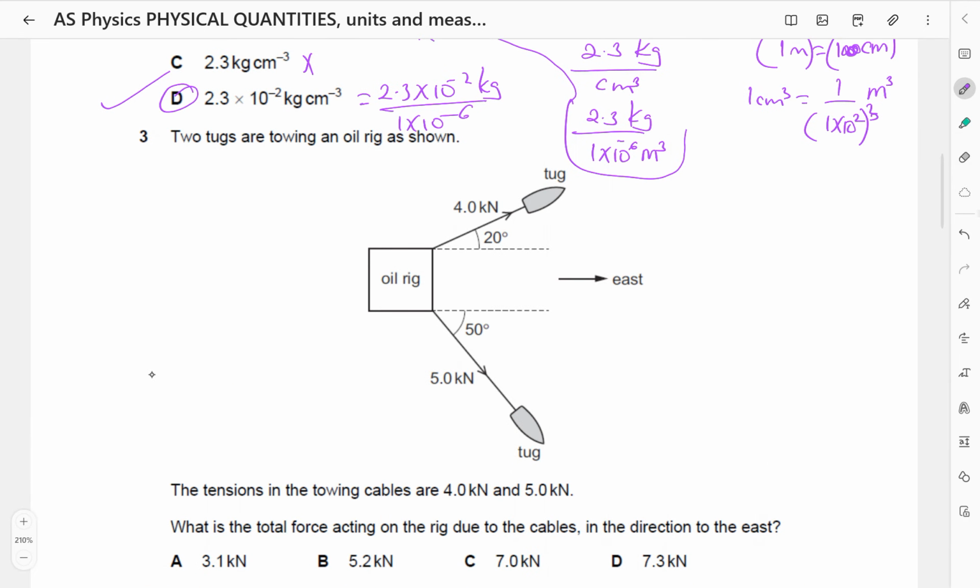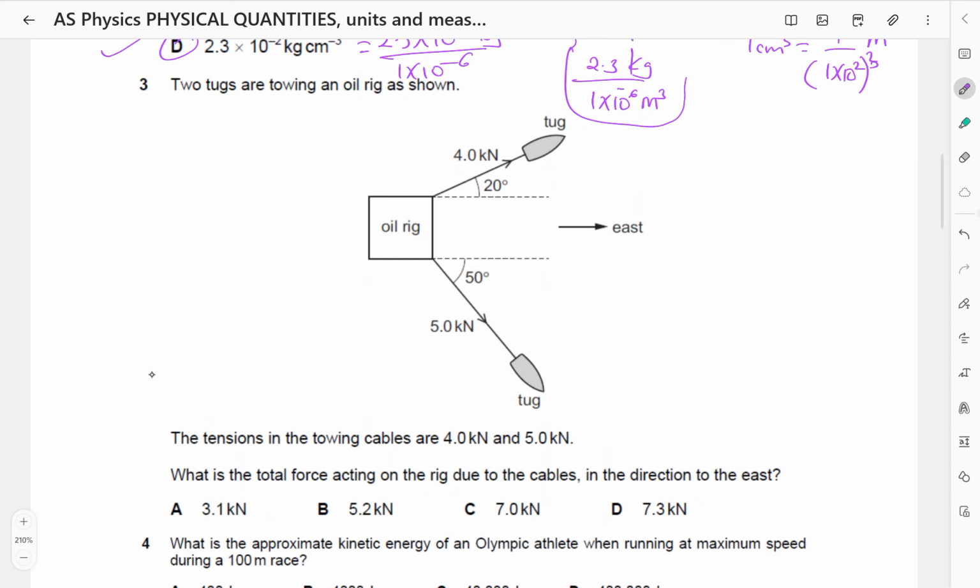Two tugs are towing an oil rig as shown. The tensions in the towing cables are 4.0 kilonewtons and 5.0 kilonewtons. What is the total force acting on the rig due to the cables in the direction to the east? So to the east, they will all point to one side, so we shall just simply add.